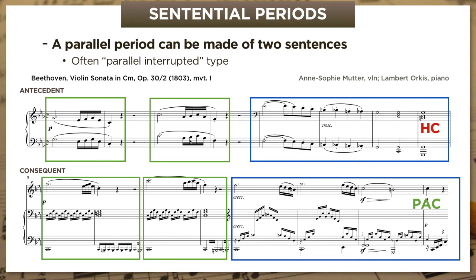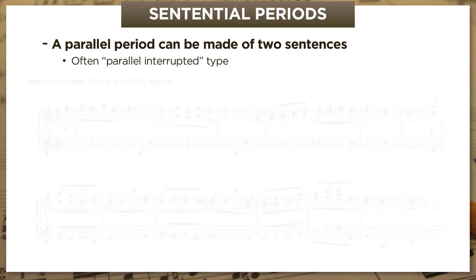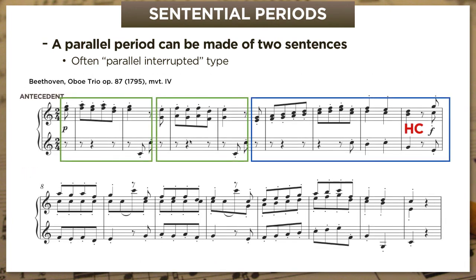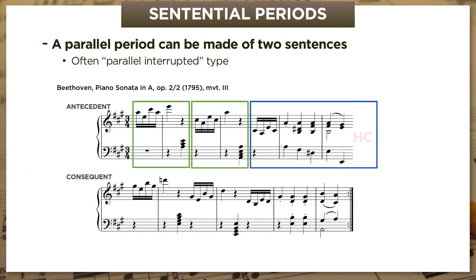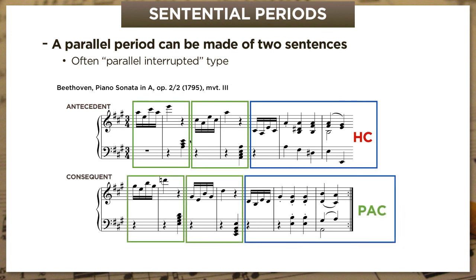And Beethoven uses the same trick in his Opus 87 oboe trio, which uses a quiet sentential antecedent and a loud sentential consequent. Of course, I have to point out that not every sentential period uses this kind of intensification effect. Here's a theme from Beethoven's Second Piano Sonata, and it's a very compact sentential period. Antecedent ends on half cadence, consequent ends on PAC, same dynamic level throughout.